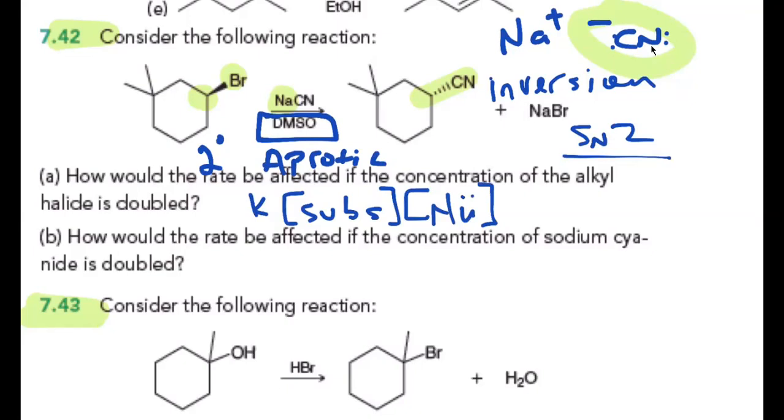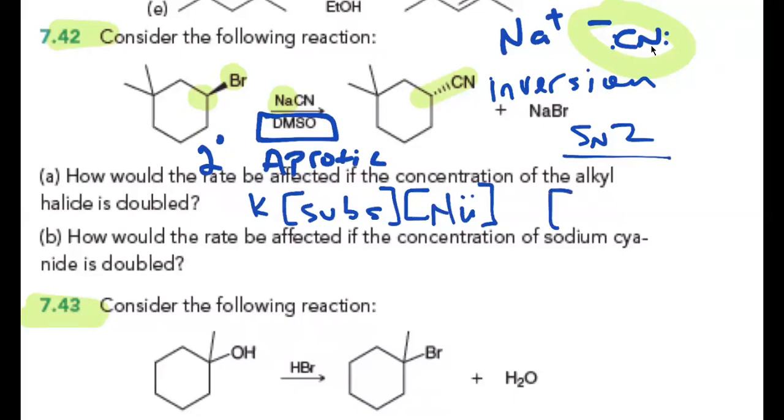K times the concentration of the substrate times the concentration of the nucleophile. All right, so let's do A. How will the rate be affected if the concentration of the alkyl halide is doubled? That's your substrate. If I double the concentration of the substrate, what's going to happen to the rate? And I keep the concentration of the nucleophile the same.